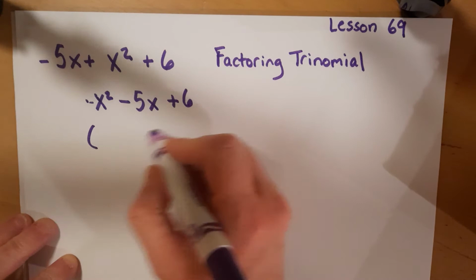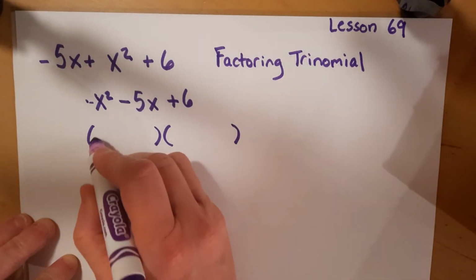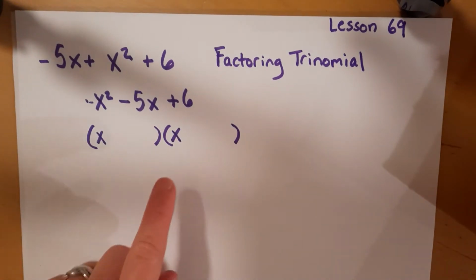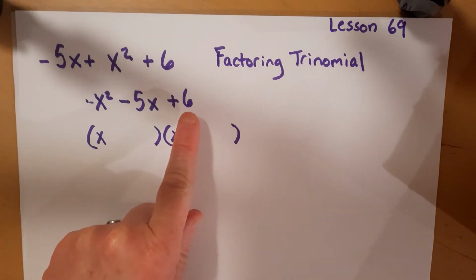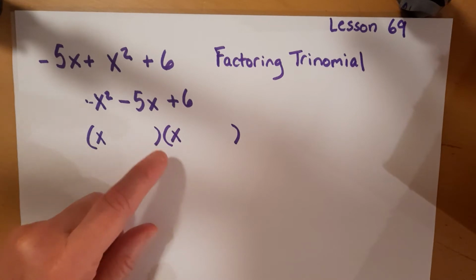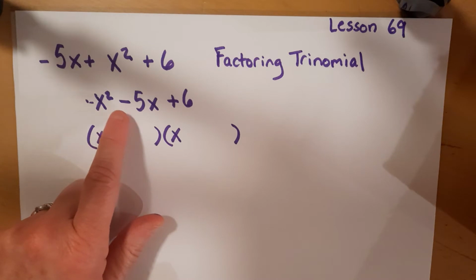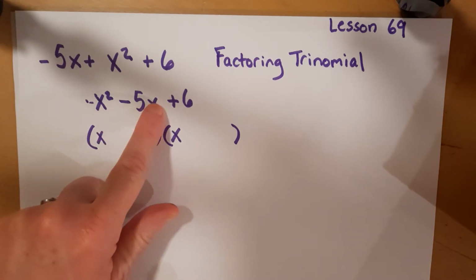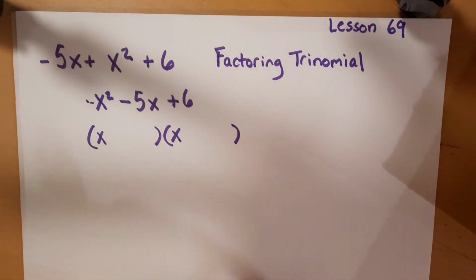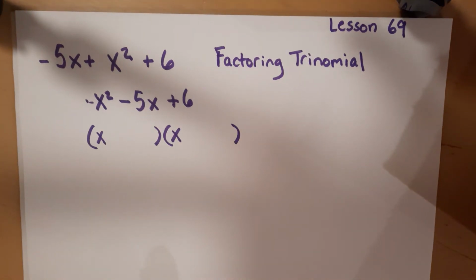Now if you remember in class, we're going to go ahead and put two sets of parentheses down here. We know we're going to have an x in both. And now, in class we talked about how we need to find two numbers that when multiplied together give us this last number. At the same time, if you add them together, it gives us the coefficient of x, which is, be very careful here, watch the sign. The coefficient of x is negative 5, and this last number is plus 6. So two numbers, when multiplied together, give us positive 6, and added together give us negative 5.